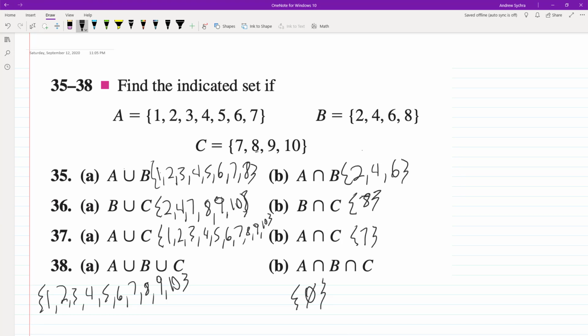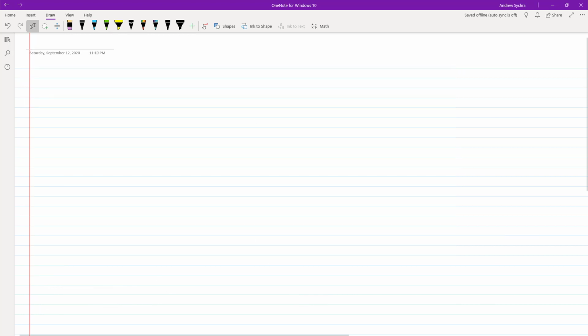And the reason why, you look here, 7, 8, but it doesn't work when all of them are combined because all three of them do not share exactly one value. Okay, so let's move on to 39 through 40.